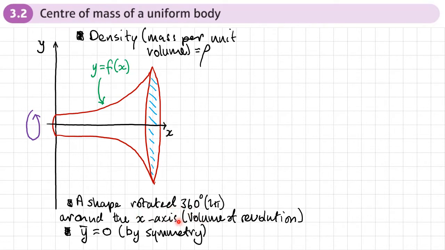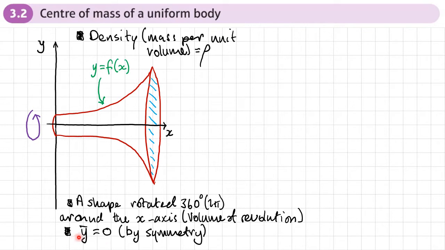So this ties in with volumes of revolution, which you would have learned in core maths. This does mean that the center of mass in the y direction, y bar, is going to be 0 by symmetry. So that's going to be right down the center there. And the density of this, or its mass per unit volume, is going to be represented by rho.